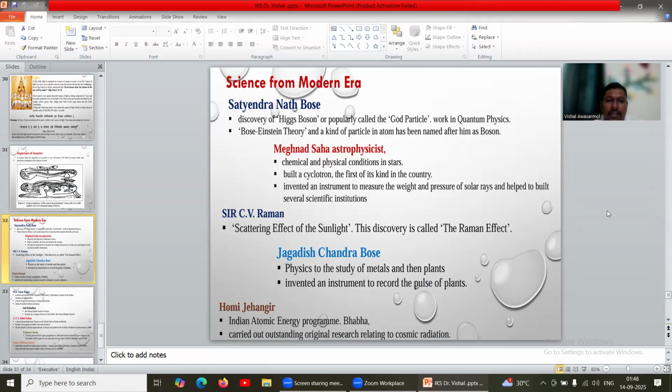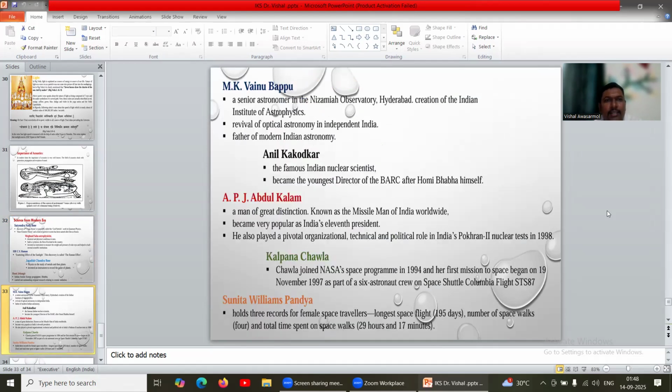Homi Jahangir Bhabha, Indian Atomic Energy Program. He carried out outstanding original research relating to cosmic radiation. M.K. Vainu Bappu. He was a senior astronomer at the Nizamiah Observatory, Hyderabad, responsible for the creation of the Indian Institute of Astrophysics and the revival of optical astronomy in independent India. He is the father of modern Indian astronomy.